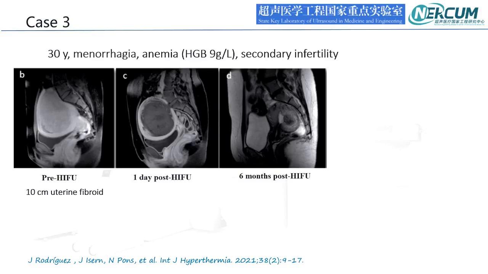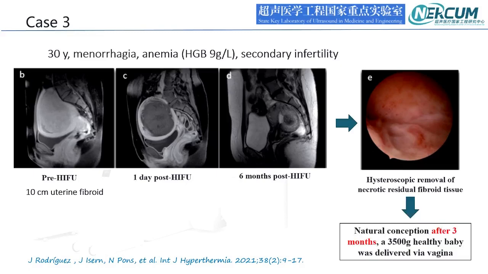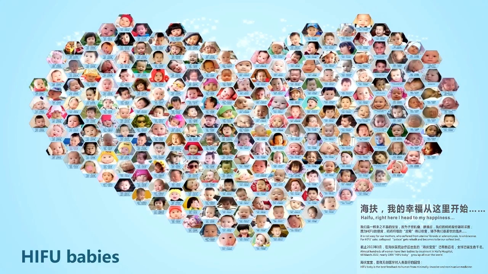This is a 30-year-old patient with menorrhagia and anemia. In order to further improve the situation, doctors from the HIFU Center removed the necrotic tissues under hysteroscopy. And there was also a delivery of a baby through the vagina.